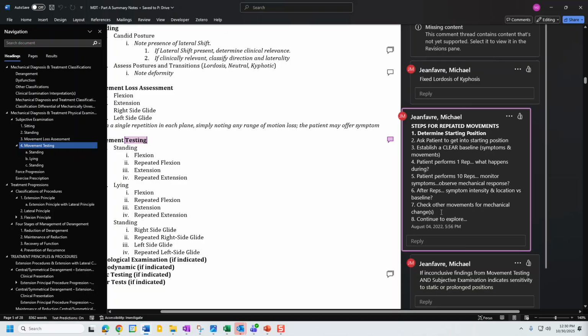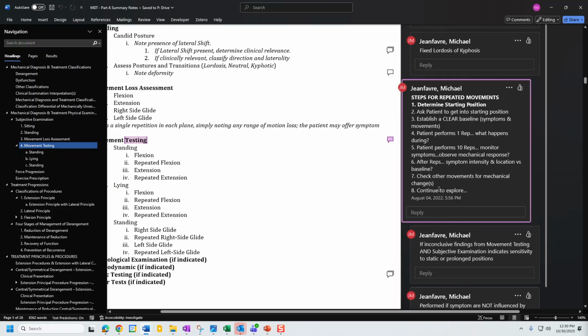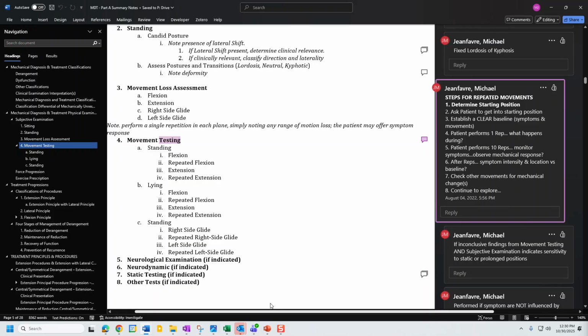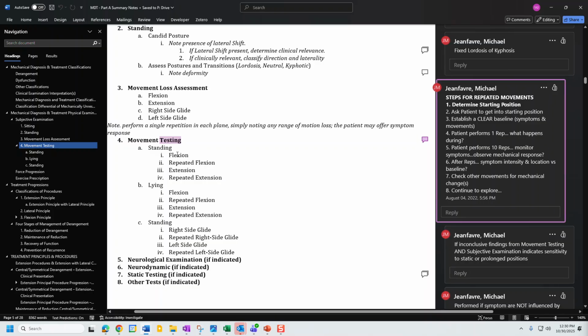Check other movements for mechanical changes. For instance, you may see that what was the movement loss initially has actually improved. That's why you take it first, and then you continue to explore and reassess. So that is the overall sequence of how to perform the repeated movements. Again, you do those typically in standing, lying, and then back to standing, where you explore the frontal plane rather than the sagittal.